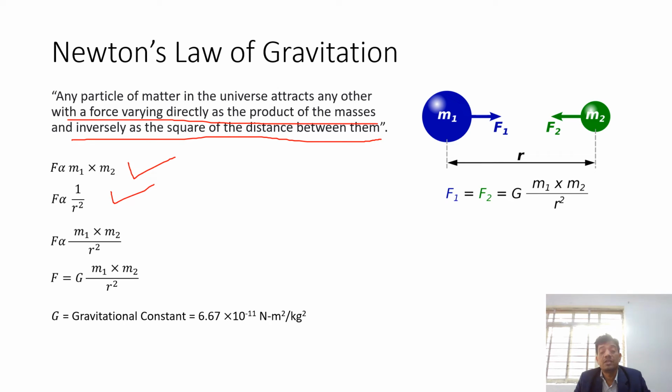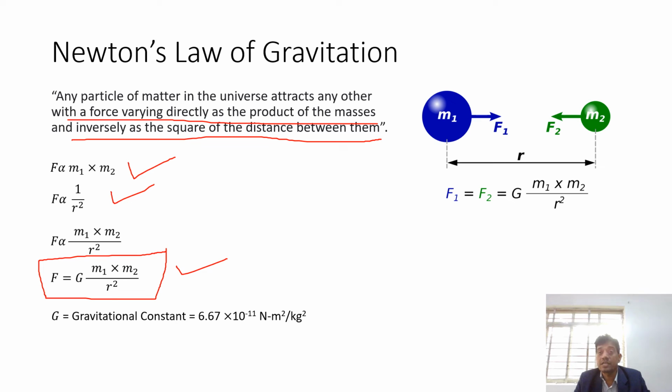If I combine these two, then F is proportional to m1 m2 by r square, or we can write F equal to G m1 m2 by r square. This is very important, students. F equal to G m1 m2 by r square, right? This capital G I have written is a proportionality constant known as the universal gravitational constant.